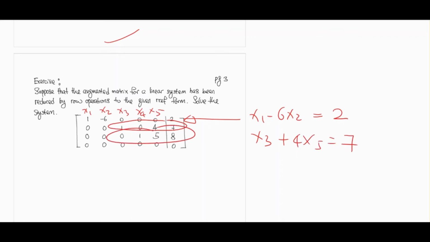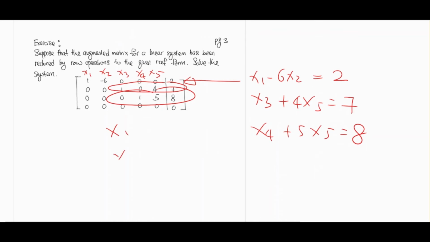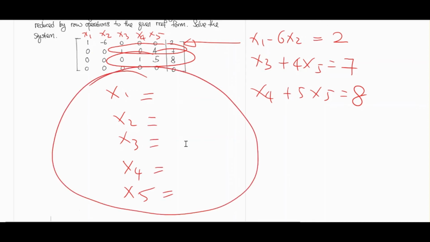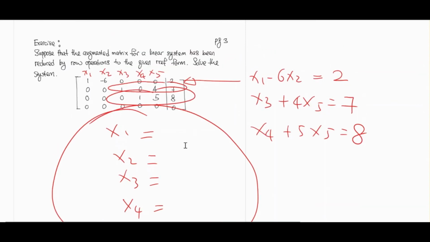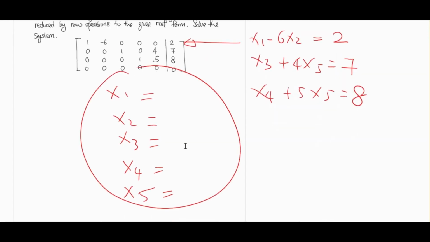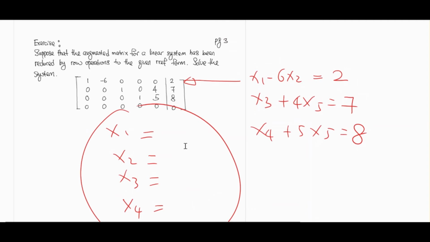And this equation right here is telling you that your x4 plus 5x5 is equal to 8. So how do you write down your solution x1, x2, x3, x4, and x5? This is the bread and butter of linear algebra. This is very, very important. This is super critical to be able to write down a solution for an REF matrix. So I want you to give it a try. Pause the video right now and write down your solutions for x1, x2, x3, x4, x5. Okay? All right, let's do that.